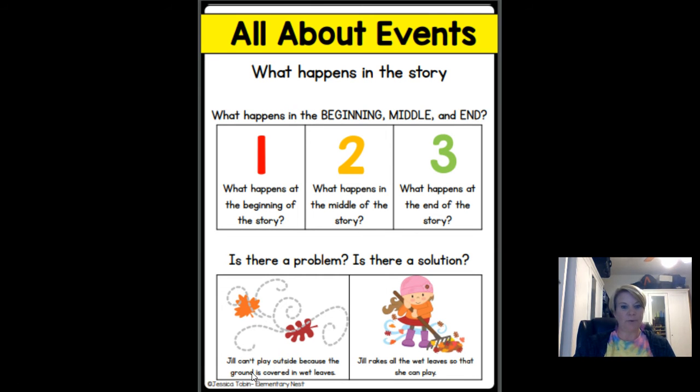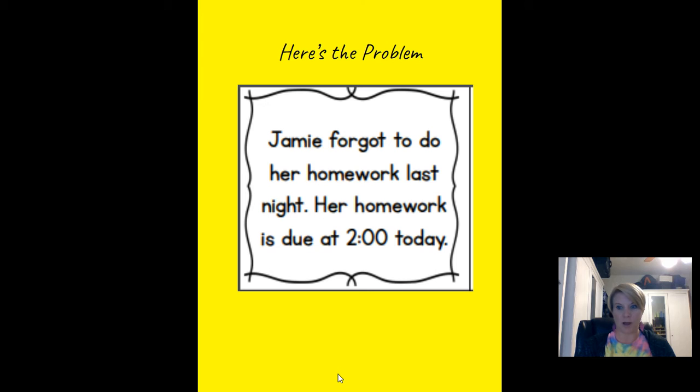So here we have this example. Jill can't play outside because the ground is covered in wet leaves. So the solution is that Jill rakes all the wet leaves so that she can play. So her problem or her challenge was the ground was wet and there were leaves everywhere, so she couldn't play. And she solved it by raking the leaves. So that's what we're going to do today. We're going to look at some different problems, like the one that you see on your screen, and we're going to come up with some possible solutions, which remember means how we solve the problem.